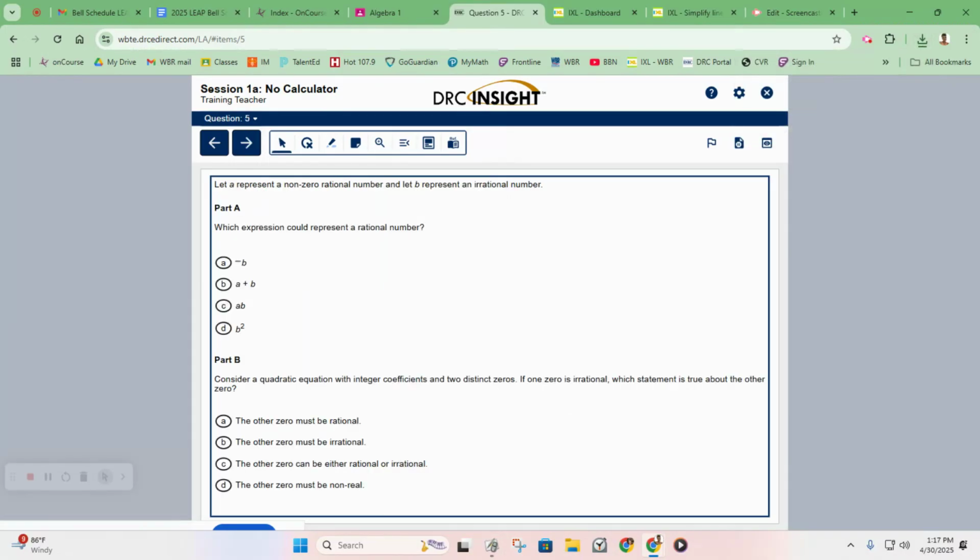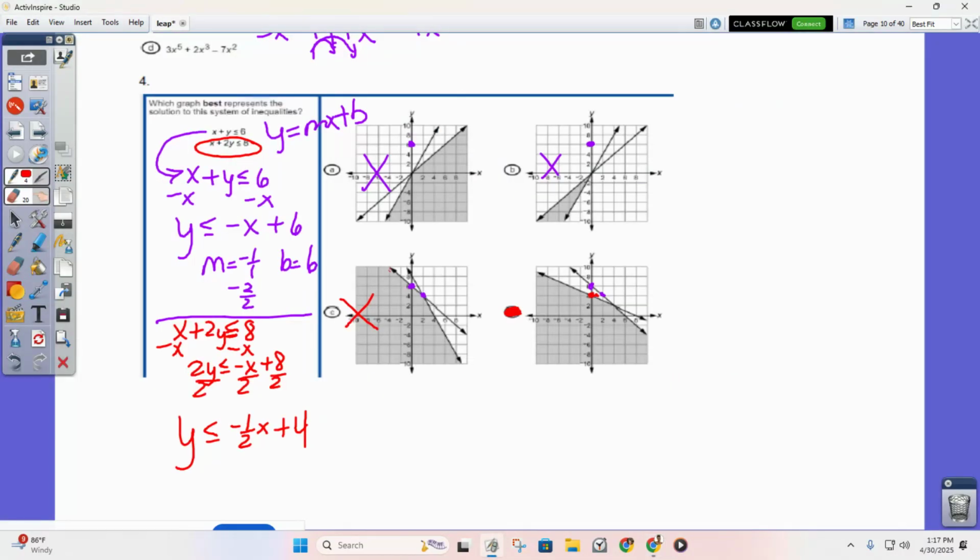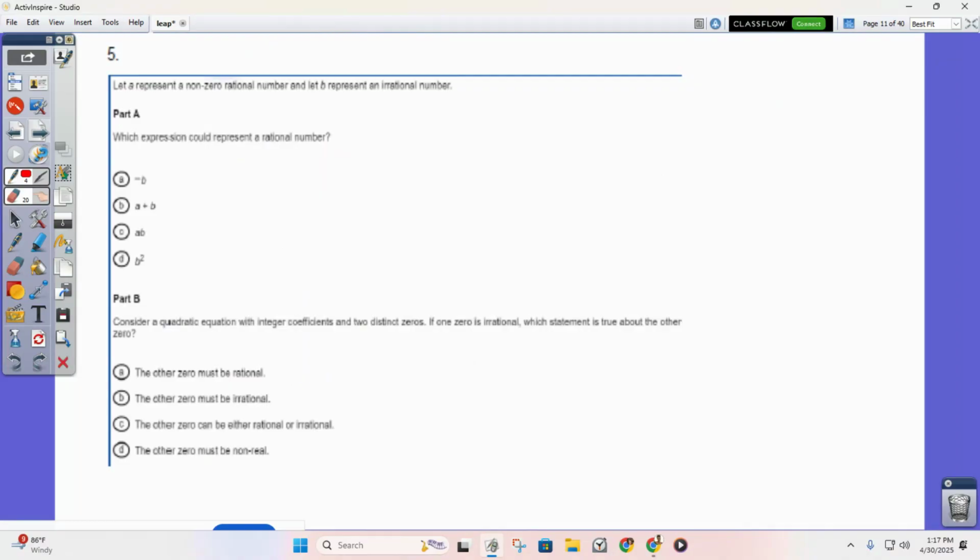Question 5, let A represent a non-zero rational number and B is an irrational number. Which expression could represent a rational number? Let's go to that on this flip chart here. All right, when it doesn't give you a specific number but just says that it's rational or irrational, let's think of some examples. A rational number is any number that can be written as a fraction, including a terminating or repeating decimal. I'm going to use something easy like 5.